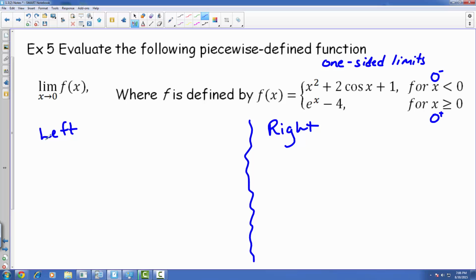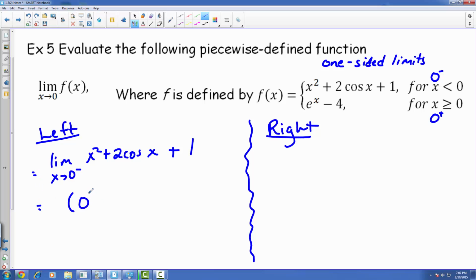All right. So on the left, we are going to use this top part of the function. We're going to take the limit as x approaches 0 from the left of x squared plus 2 times the cosine of x plus 1. Well, if we just try direct evaluation, we end up with 0 squared plus 2 times the cosine of 0 plus 1.